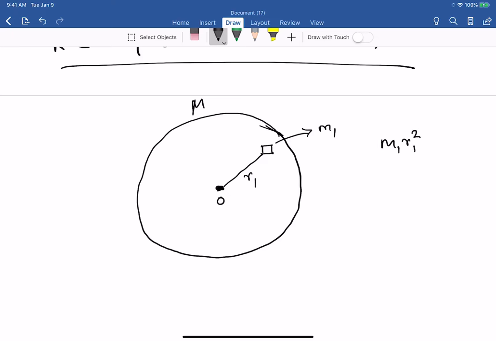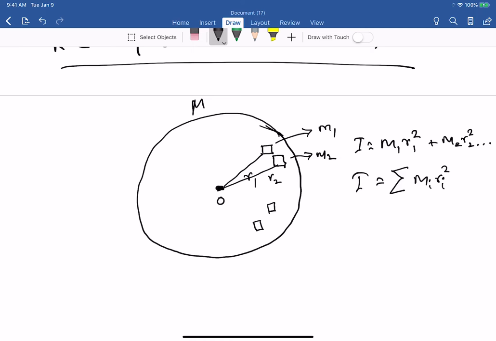Then I can take another segment of the disk somewhere, maybe over here, and let's say that this little segment is at a distance r2, and it has a mass m2. So the moment of inertia of the second segment that I considered would be m2 r2 squared. And similarly, I can keep doing this. I can keep taking segments everywhere on the disk until I've covered the entire disk, and I can get the total moment of inertia. So I would have the summation of mi ri squared, where i runs over all the segments that I made.